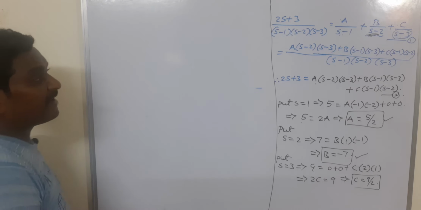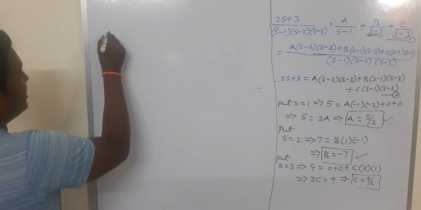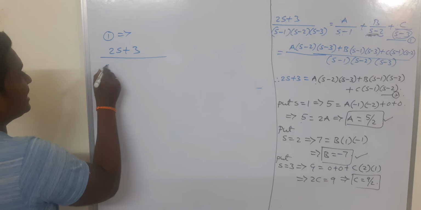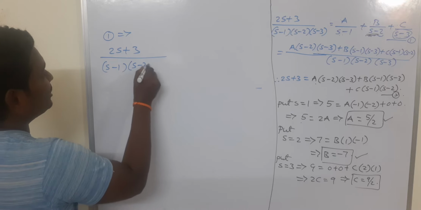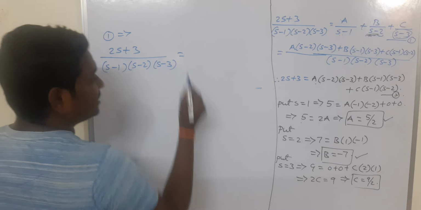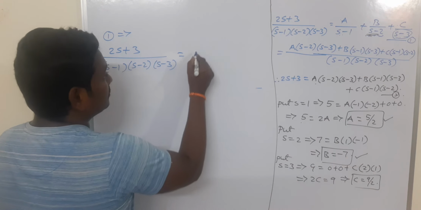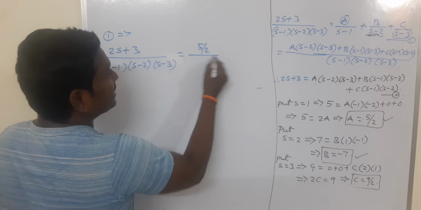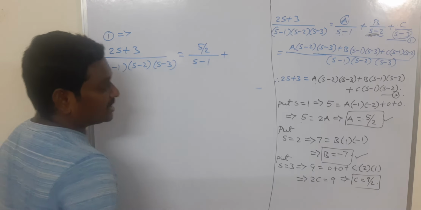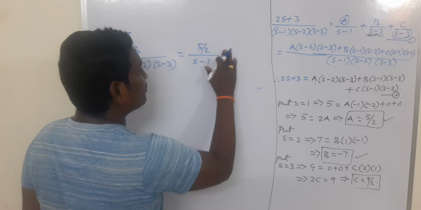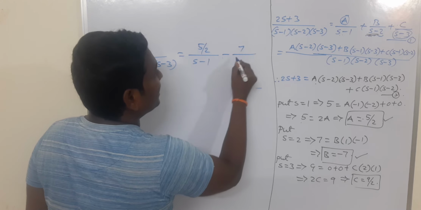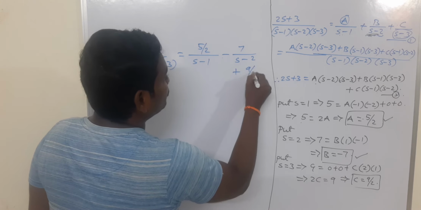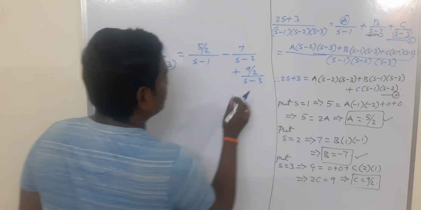Now substitute the ABC values in equation number 1. So equation number 1 implies given problem becomes 2s plus 3 by s minus 1 into s minus 2 into s minus 3 is equal to a value. A value is 5 by 2. Just a is replaced by 5 by 2. So you will get 5 by 2 by s minus 1 plus, what is b value? Minus 7. That's why plus into minus becomes minus 7 by s minus 2 plus, what is c value? 9 by 2. 9 by 2 by s minus 3.